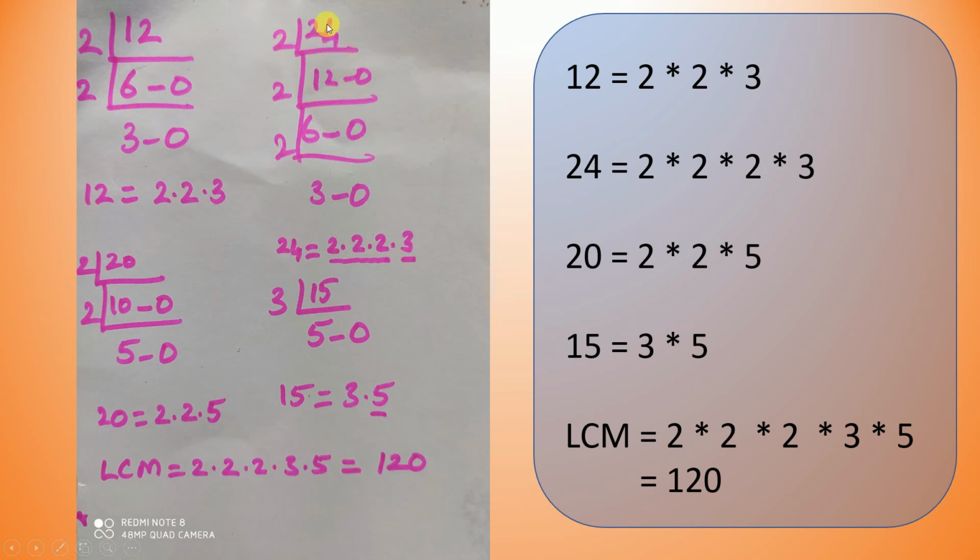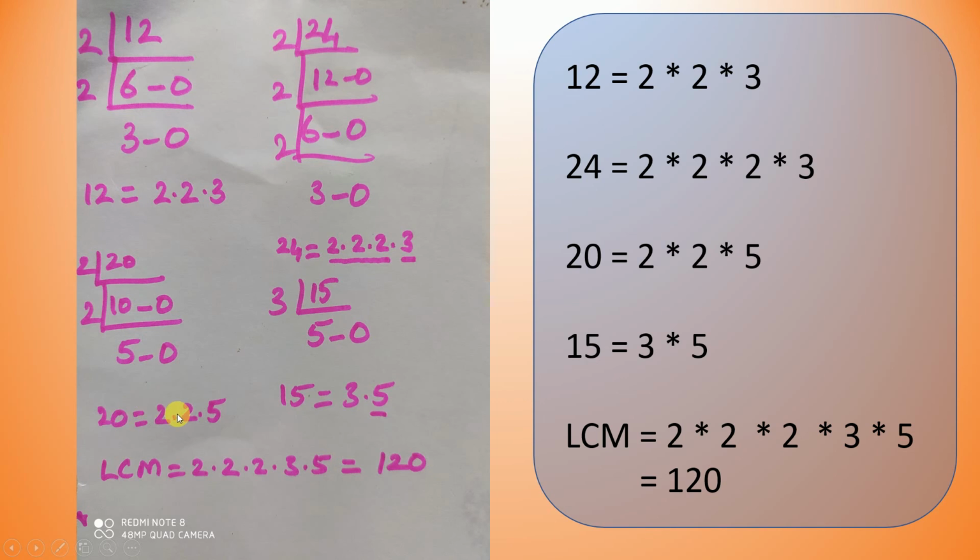So for 24, again you perform the same method. You start with 2. 2 is the initial divisor, 24 is the dividend here, 12 is the quotient and 0 is the remainder. So 2 12s are 24, 2 6s are 12, 2 3s are 6. And what is the prime factorization for 24? It is 2 into 2 into 2 into 3.